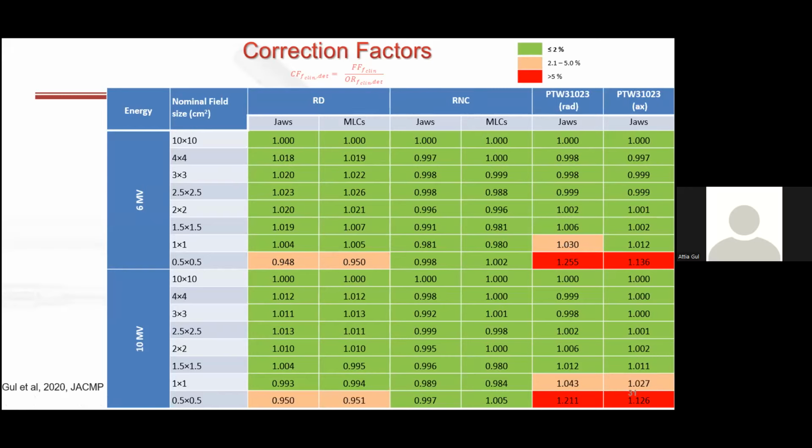But for the PTW ion chamber, for the smallest field size of 0.5 by 0.5, we see an error of up to 12 or 13%, and therefore we cannot even use these detectors with correction factor. We cannot use this pinpoint ion chamber in these fields.